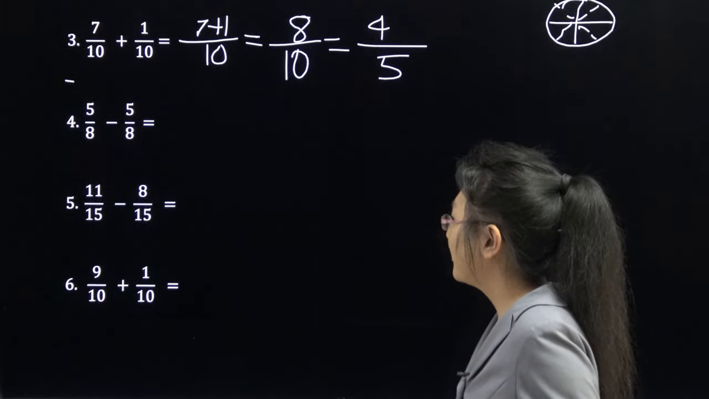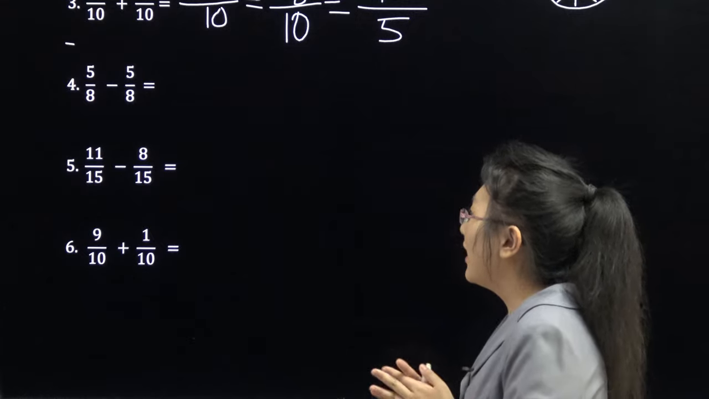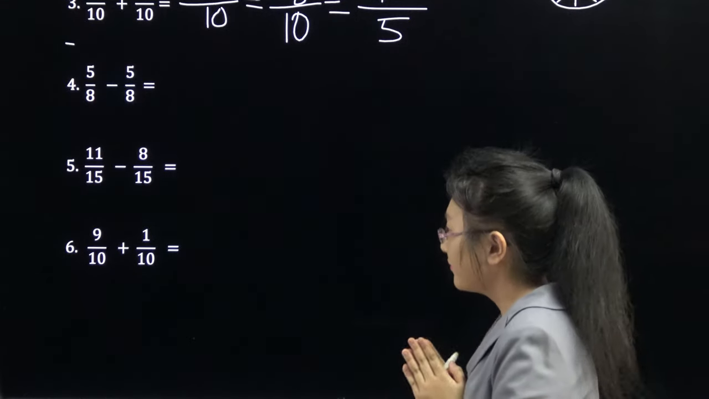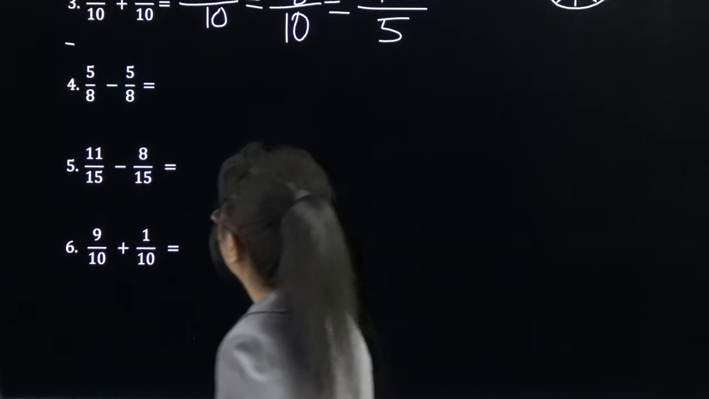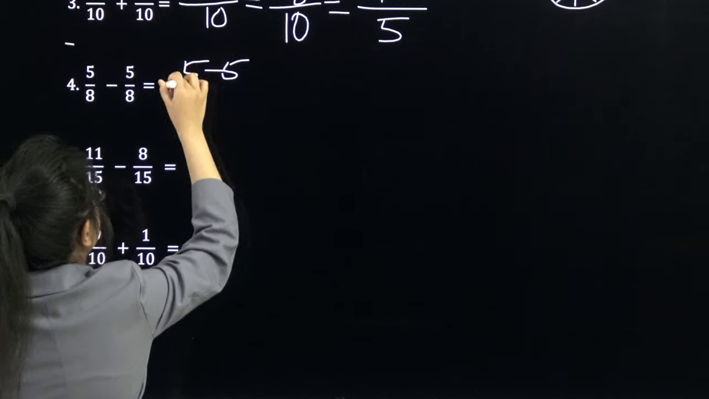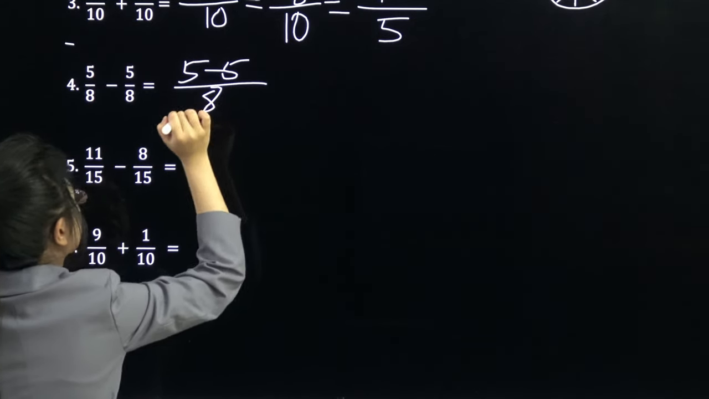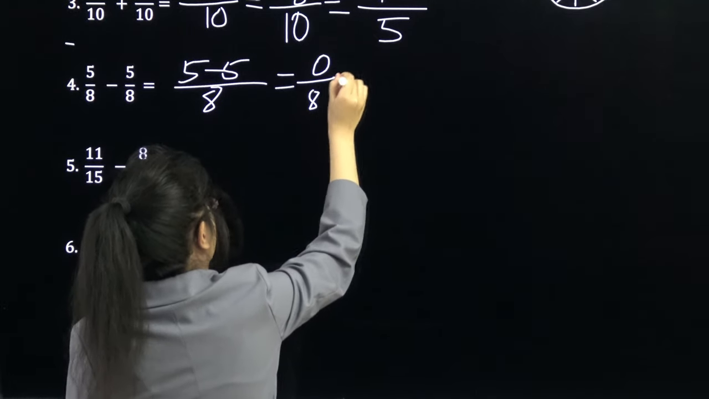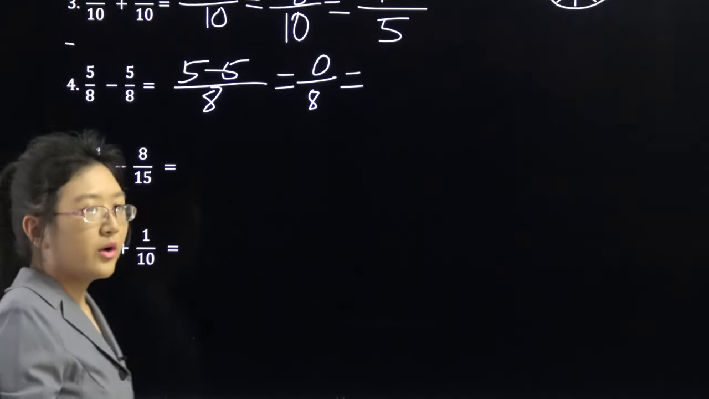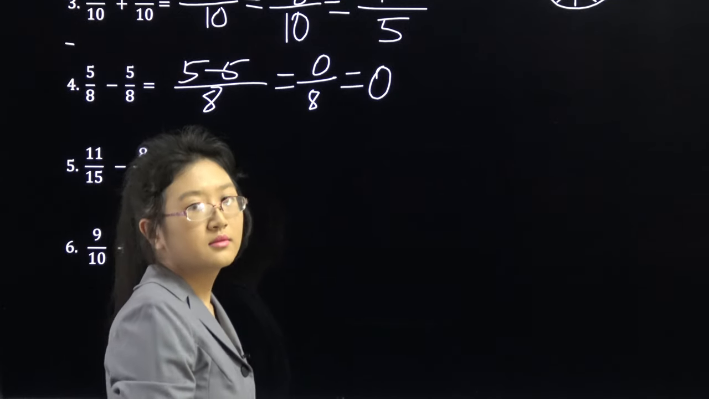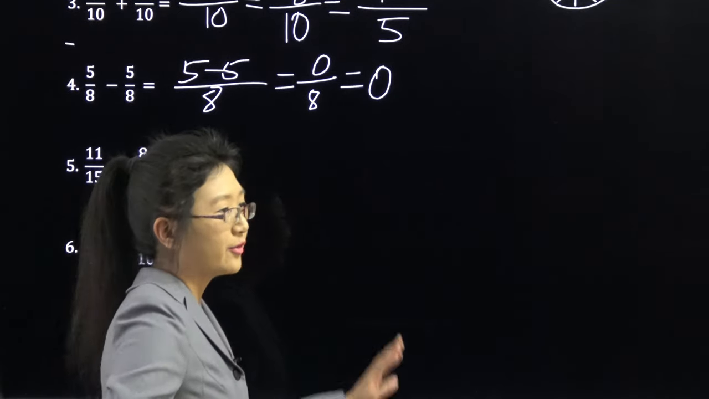We continue. 5 over 8 minus 5 over 8. Well then, step 1, subtract numerators, use old denominator. 5 minus 5 equals 0, we get 0 over 8. If it's 0 over anything, it's just 0. Just big fat 0, big fat old 0.